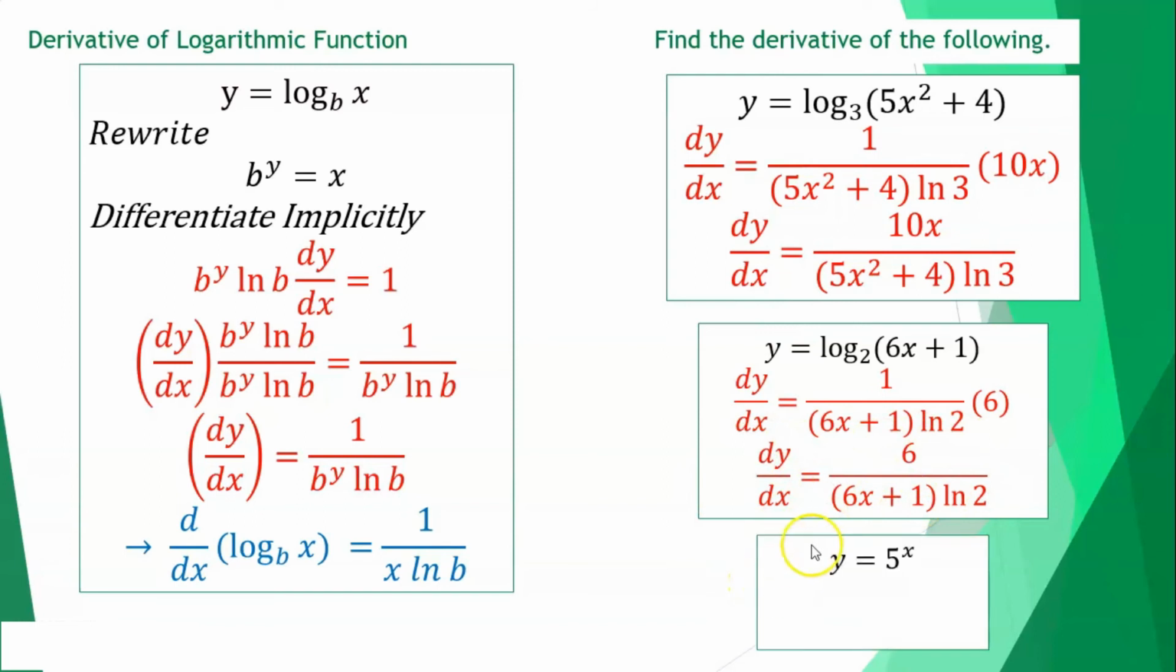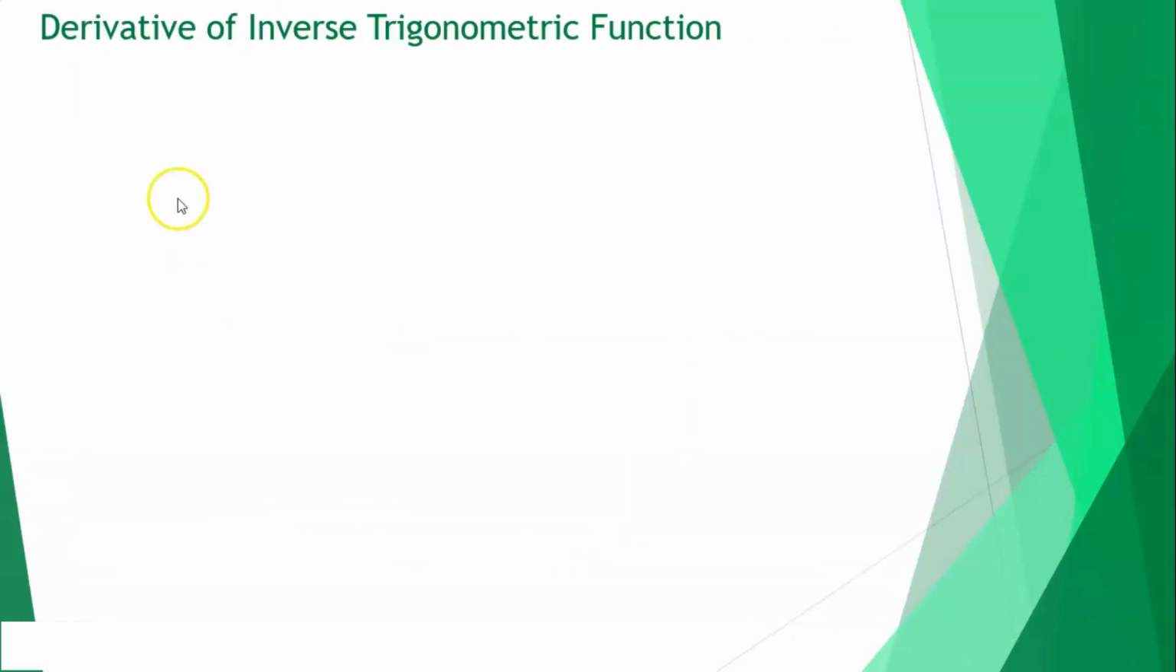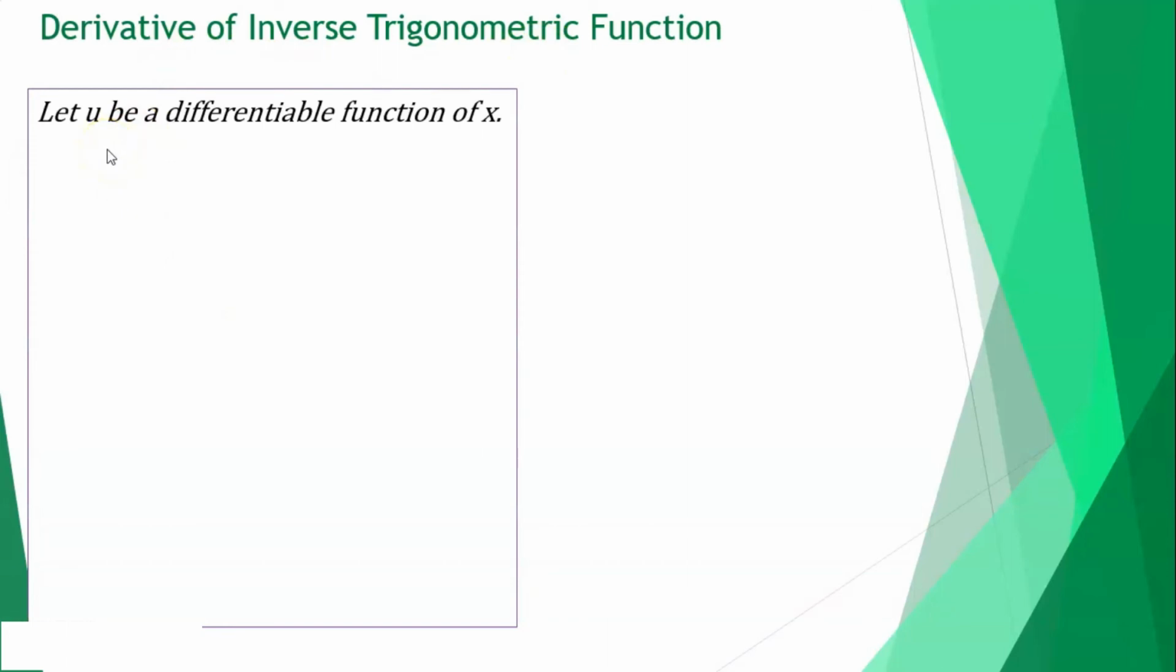Okay, another. Given y is equal to 5 to the power of x. Take note, 5 to the power of x is no longer logarithmic, but instead it is exponential. So with this, the derivative dy/dx is equal to 5 to the x times the natural log of the base, which is 5. Derivative of inverse trigonometric functions. Let u be a differentiable function of x. The derivative of inverse sine of u is equal to 1 over the square root of 1 minus u squared times du/dx.